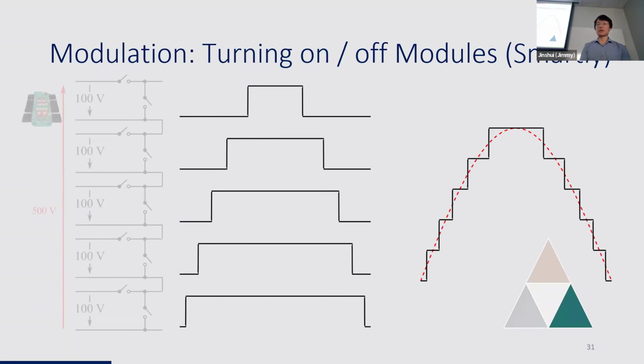The next step is to operate them, to turn them on and off at the right timing. This process is called modulation. So modulation usually involves multiple metrics. In this presentation, I will mainly study how to make the output track the reference better. That's a quality we call the fidelity.